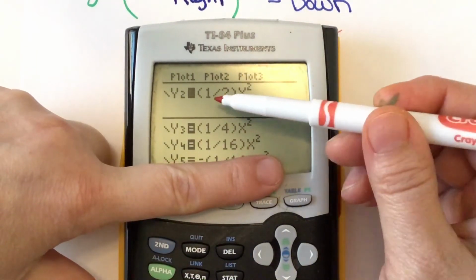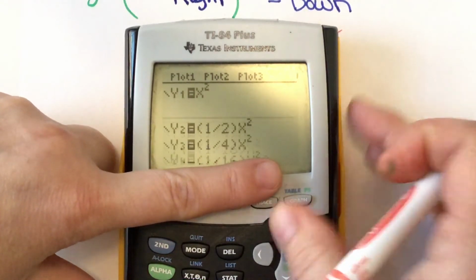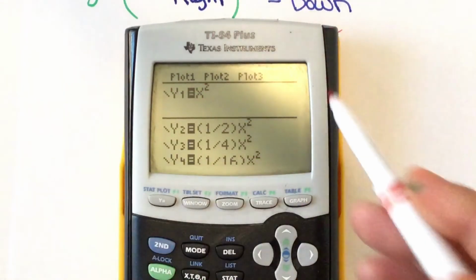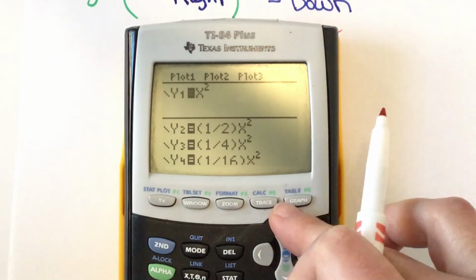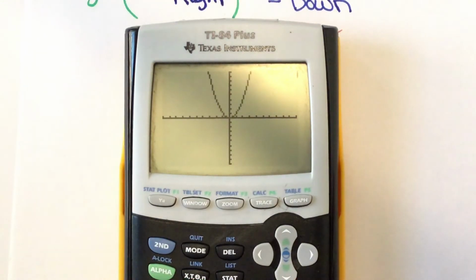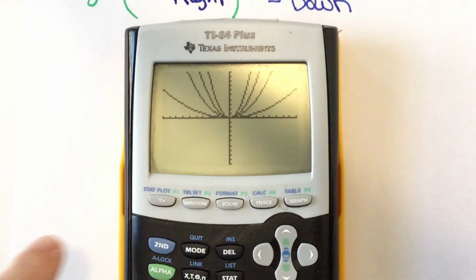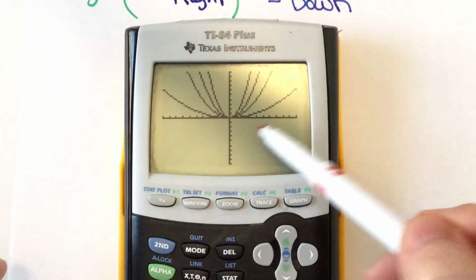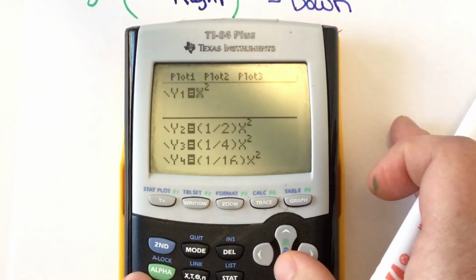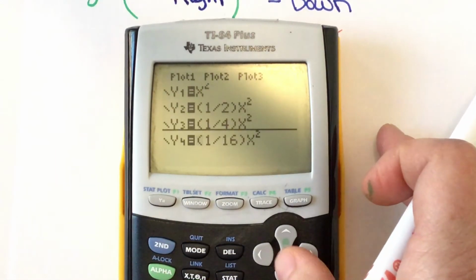Likewise, with this one, the numbers in front, they are getting smaller. So first it was a 1, and then a 1/2, then a 1/4, and then a 1/16. So this time the numbers in front are getting smaller. So here's the 1 in front, here's the 1/2 in front, here's the 1/4 in front, and here's the 1/16 in front. So just reminding you, the smaller the number gets in front, the wider the graph, which we call a compression, a vertical compression. So as the number gets smaller and smaller, the graph gets wider and wider.